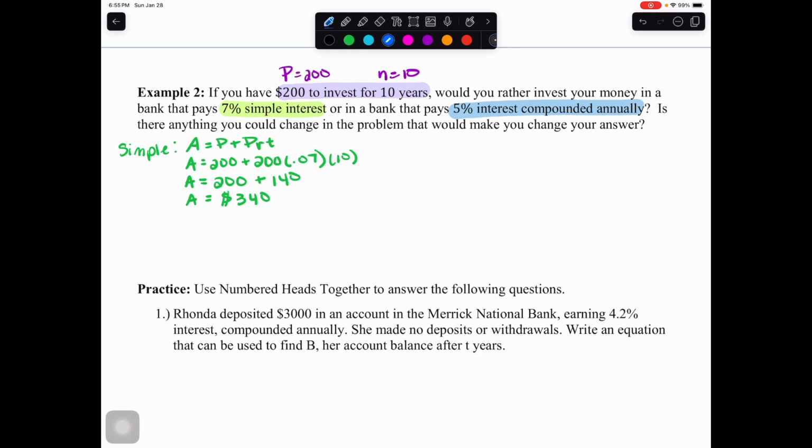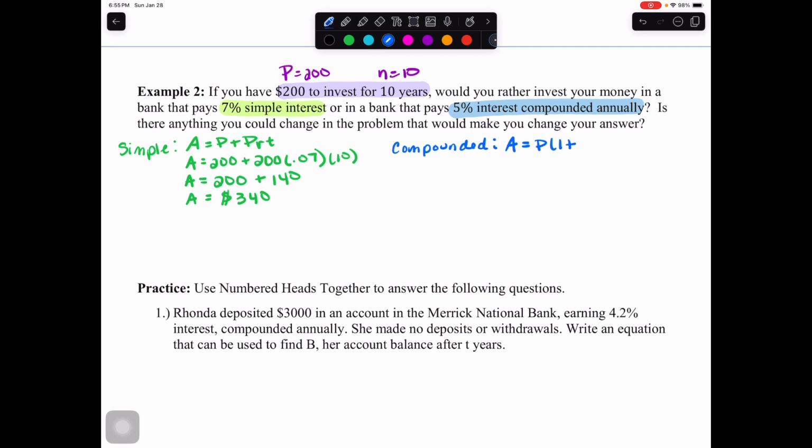Now let's look at our compounded annually bank. We're going to use the new formula, A equals P times 1 plus the rate to the power of n. So here we're going to have A equals 200 times 1 plus the rate. Our rate for the compounded annually bank was 5%, so that'd be 0.05. And then we are going to calculate that to the 10th year, so that goes in as an exponent.